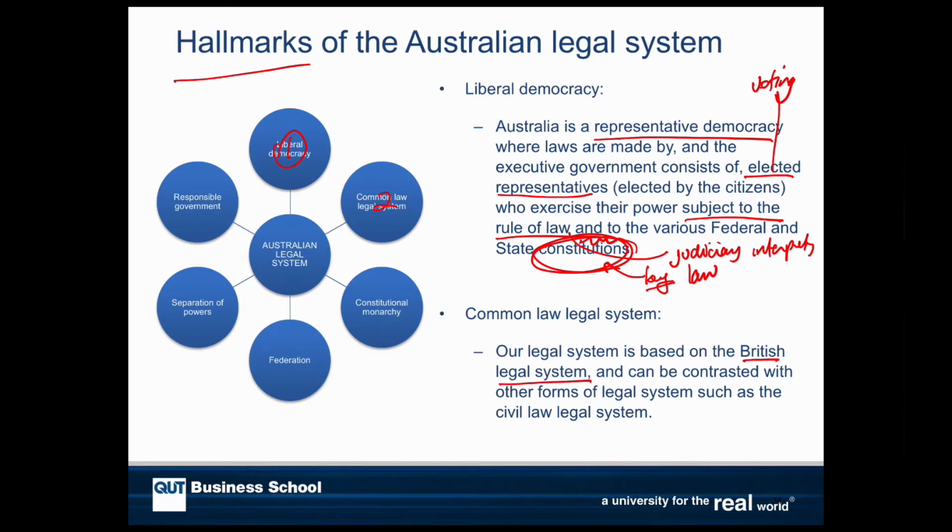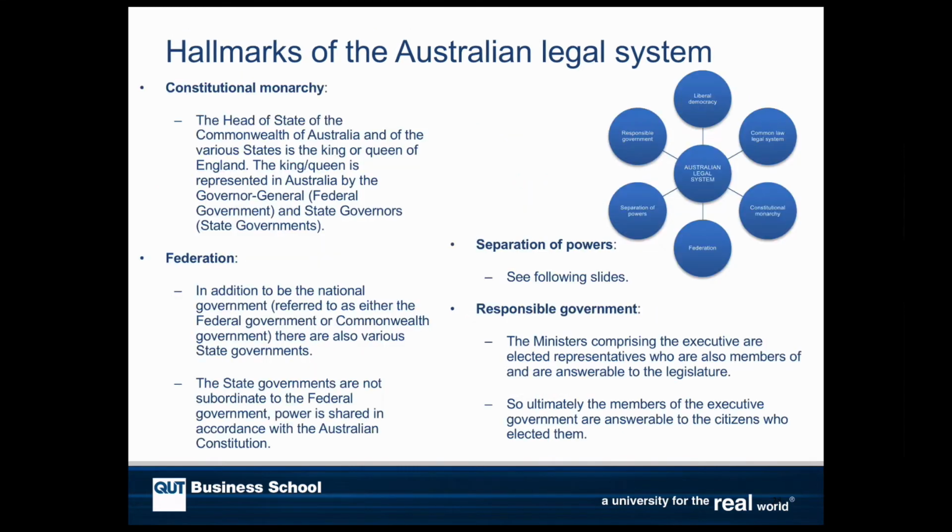The second thing that we're going to mention is that we have a common law system based upon the British legal system, and we spent most of those previous few videos looking at that common law legal system. Really interestingly, Australia is a constitutional monarchy. That means our head of state, both at the Commonwealth or federal level, at the Australian level, and at the state level, is the King or Queen of England. So at the moment, it's the Queen, Queen Elizabeth, who is our head of state.